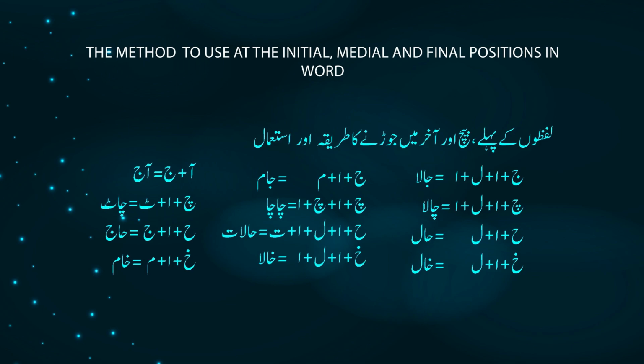Chart, why did it change its position? Because it came in initial position, so it will come in its short form. Hajj, why did first ha change its position and last jim did not change its position? Because ha came at initial position, so it changed its shape, it turned into short form, and jim came at the end, so did not change its form or shape. Kham, the same is the example of kham, and the same process is here also.